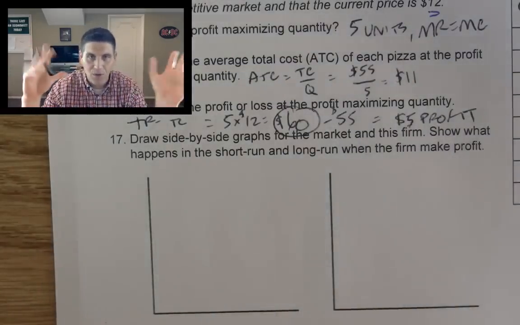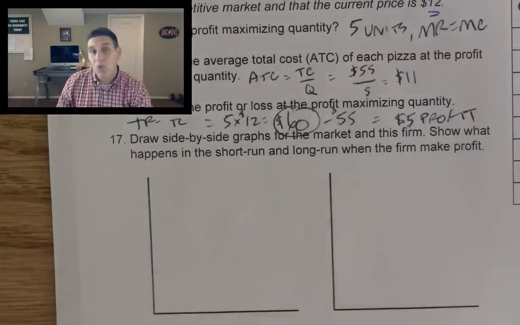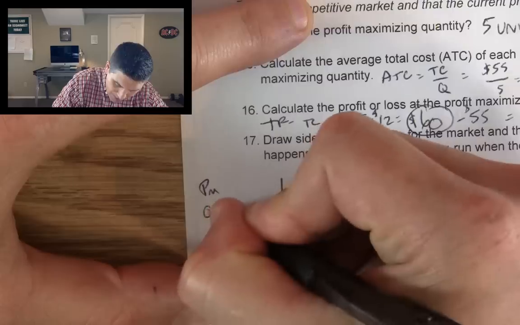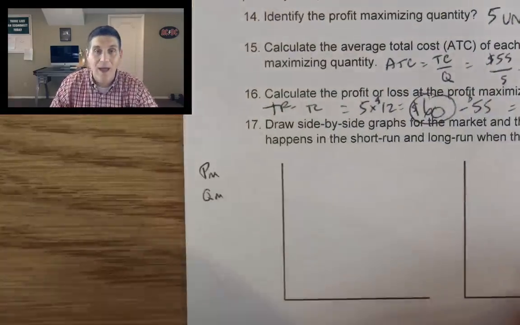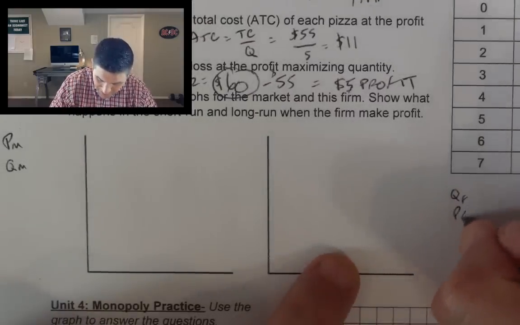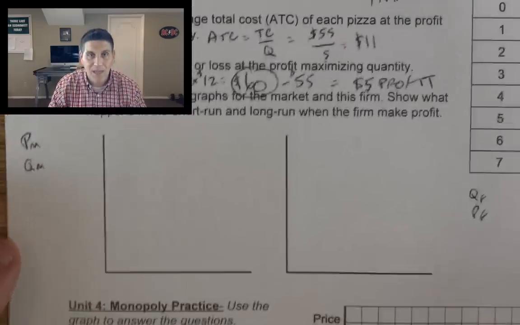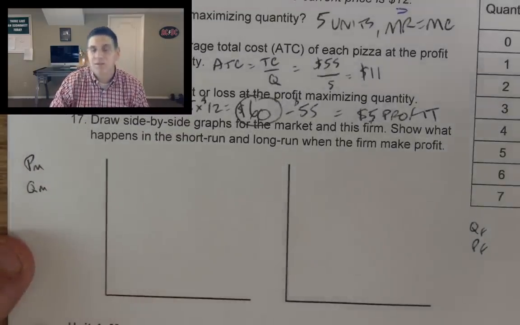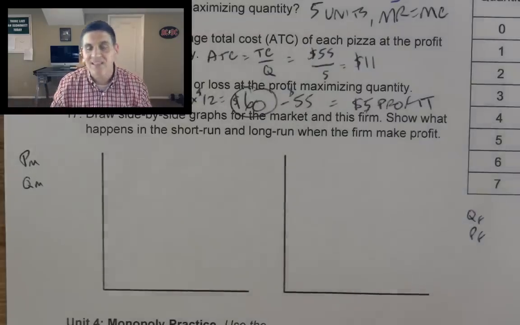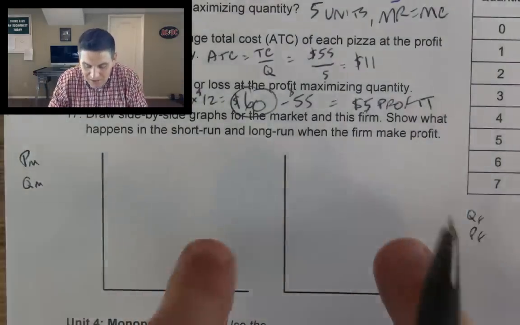Just label in general. For the market, let's just do PM and QM. In fact, I'll write that down. For the market, put in PM and QM. And for the firm, which we'll put on the right-hand side, let's put QF and PF just to keep things simple. The reason why is I don't want someone to try to plot all the numbers. That's not what we're doing right now. I'm trying to help you understand what you need for a test.